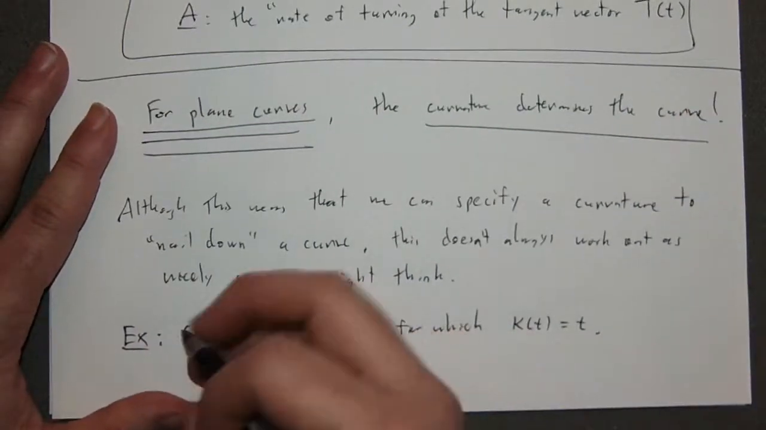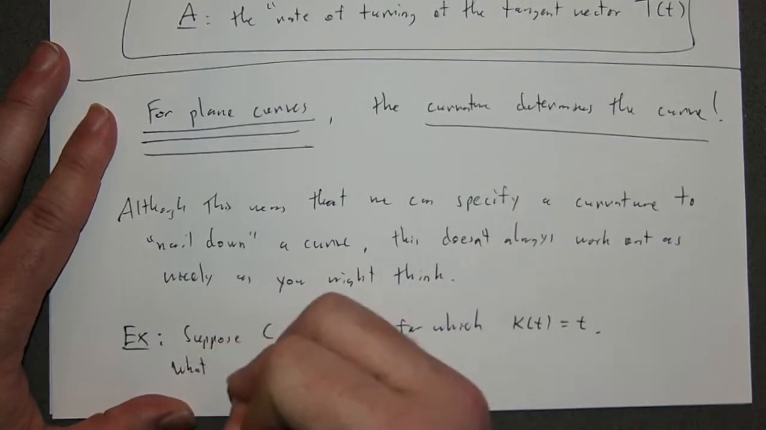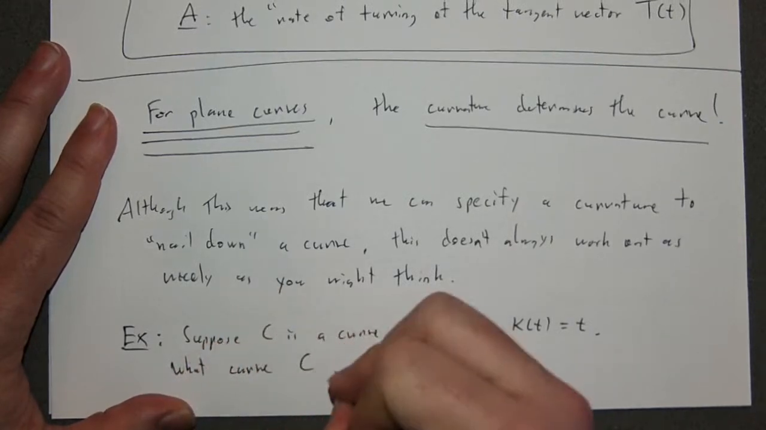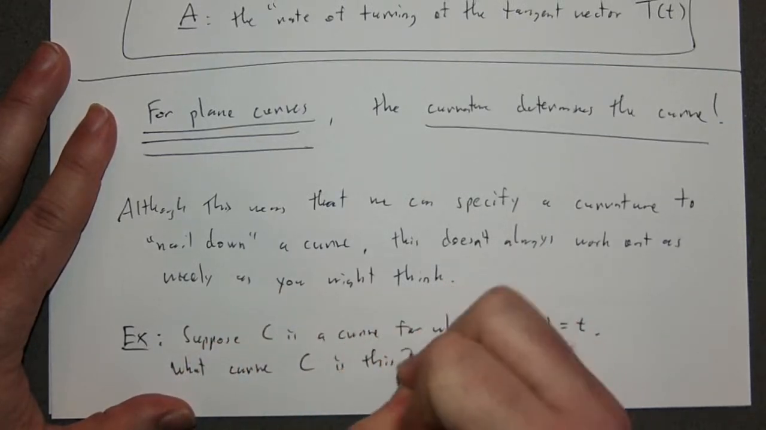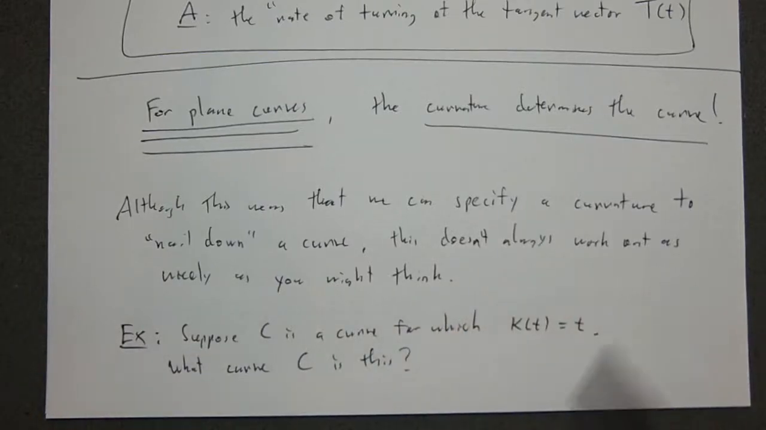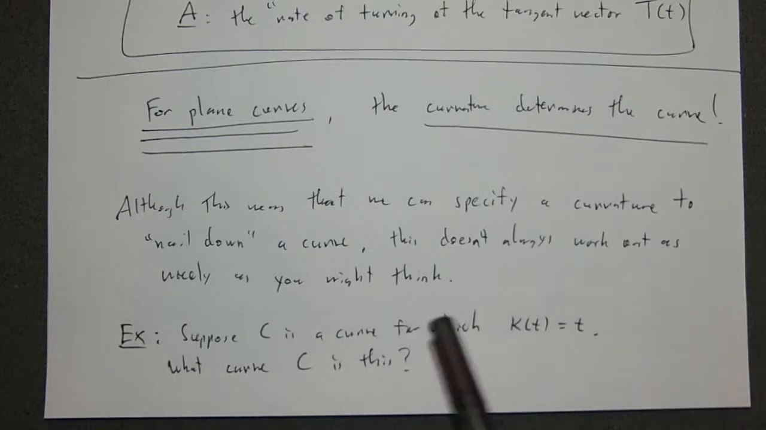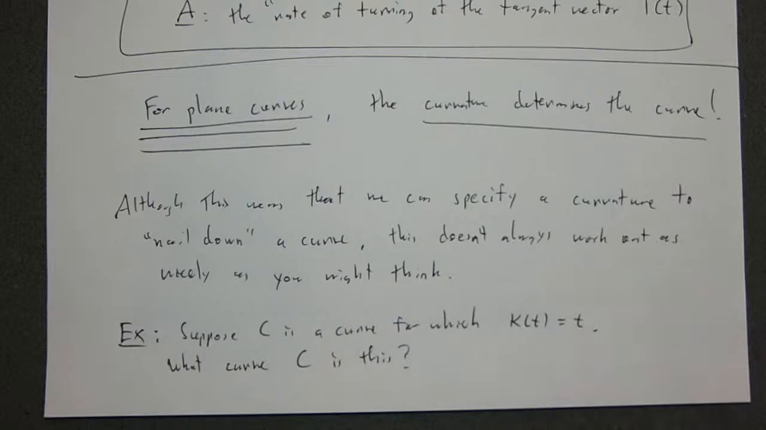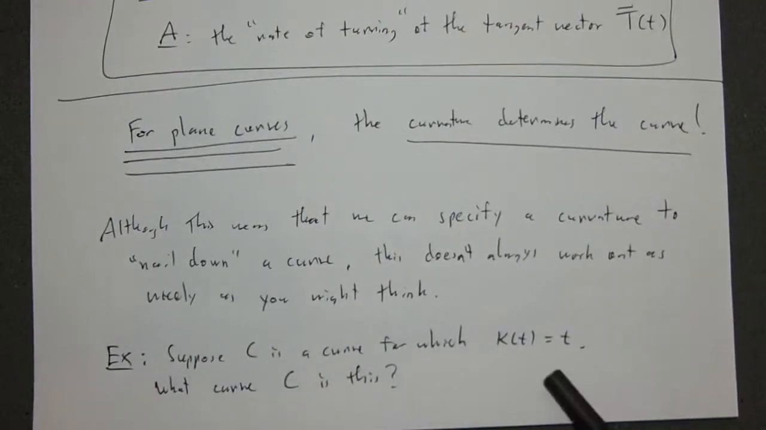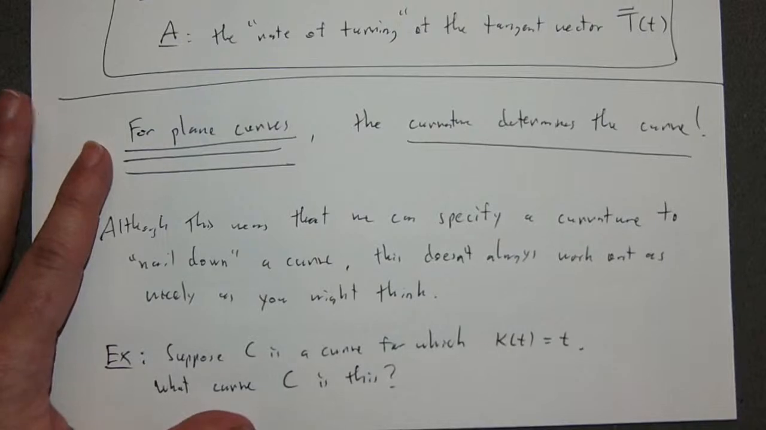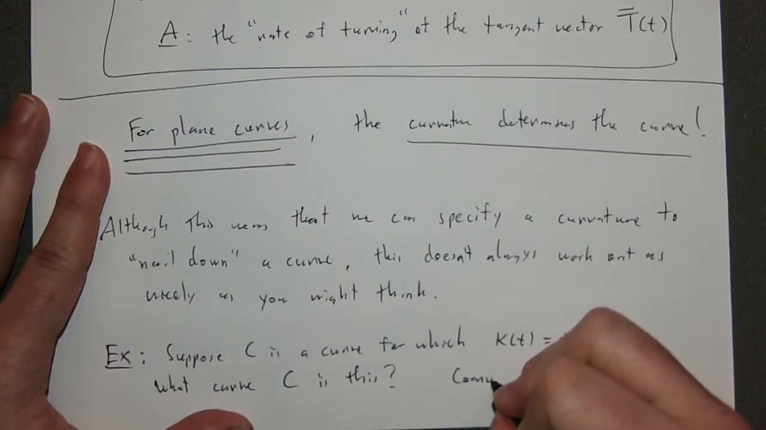So what curve C is this? Since I've said up here that curvature determines the curve, once I've specified that I have curvature equal to some function, then this should determine exactly the curve I get. What curve C is this? You might look at this and try to think in your head and say, oh, it can't be that complicated of a curve. This curve C is Cornu's spiral.